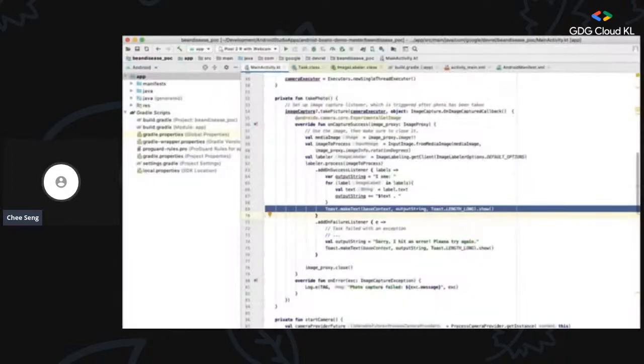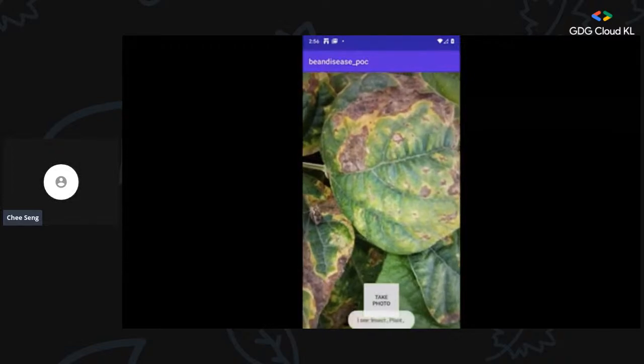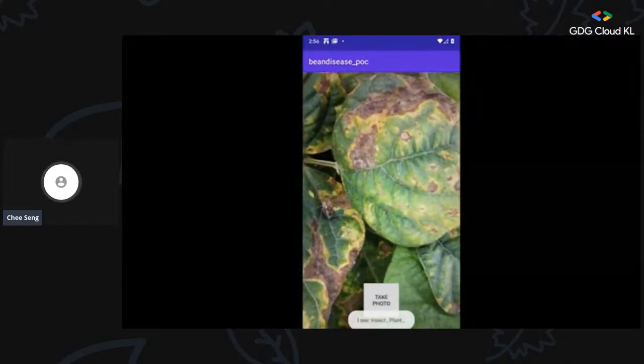Let's see what the demo looks like. So we'll take a picture and it says, I see an insect and a plant. So that was pretty easy, rigging up Camera X and ML Kit to detect arbitrary objects in the camera view. But the results were pretty generic because the data set didn't have enough information about our domain. So let's dig a little deeper.